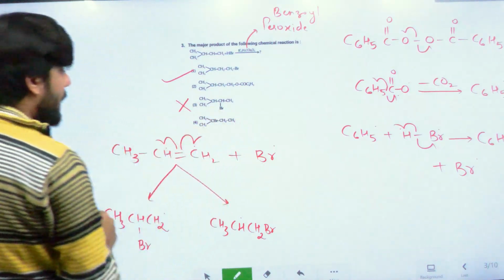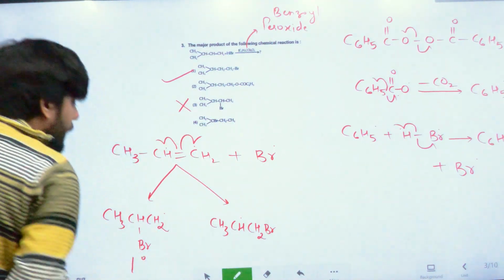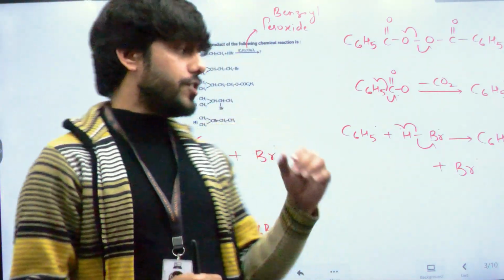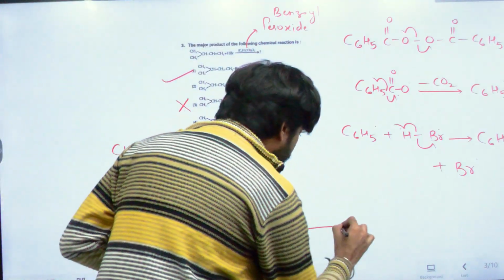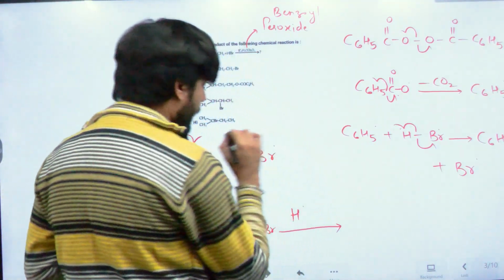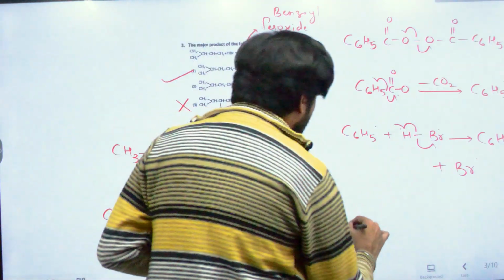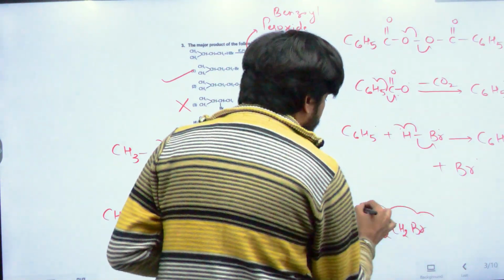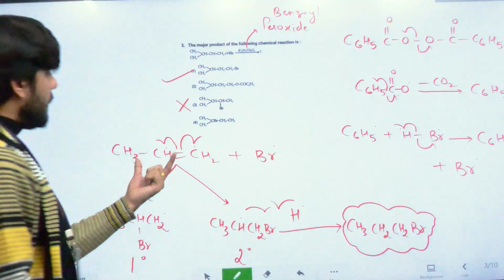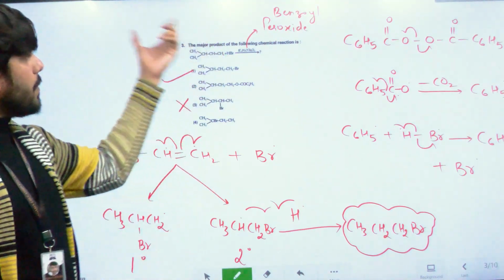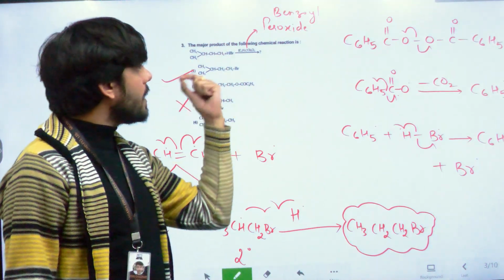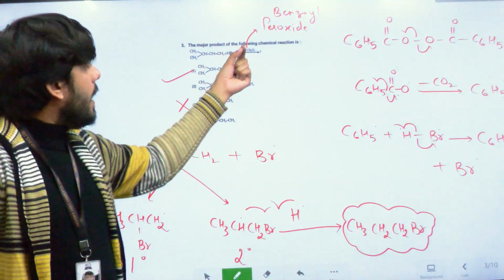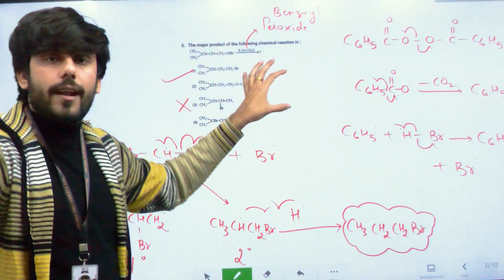By doing so, I get a 1 degree free radical and I get a 2 degree free radical. I know that the 2 degree free radical is more stable, so the reaction proceeds via this free radical. I have H free radical, they both combine, and what I get is CH3CH2CH2Br. So this is my final product if I had this type of alkene. This alkene plus HBr is basically an electrophilic addition reaction, and in the presence of peroxide, it is also called the Kharasch effect.